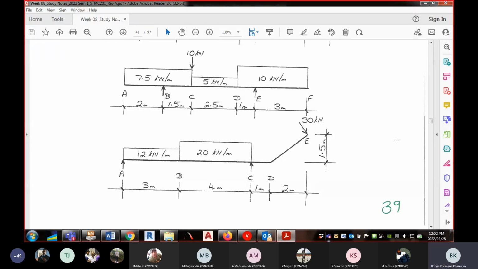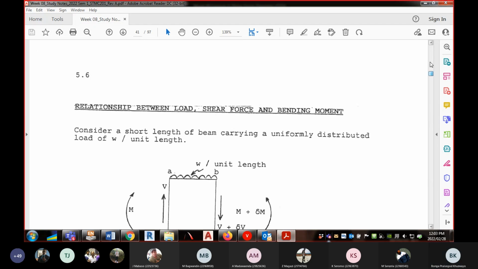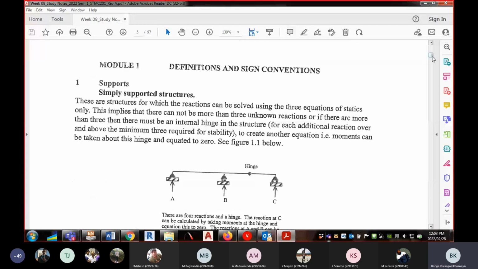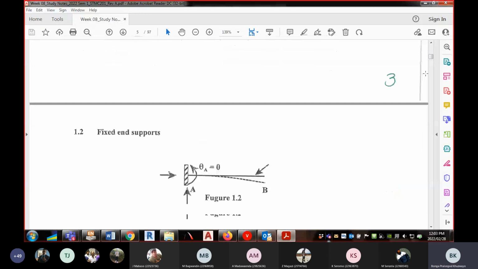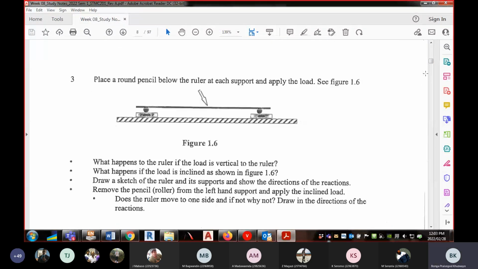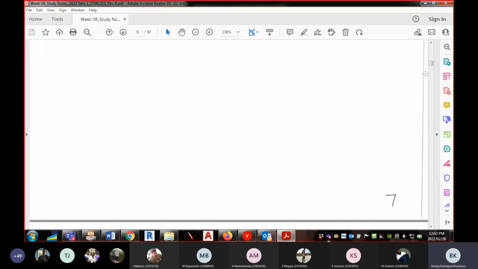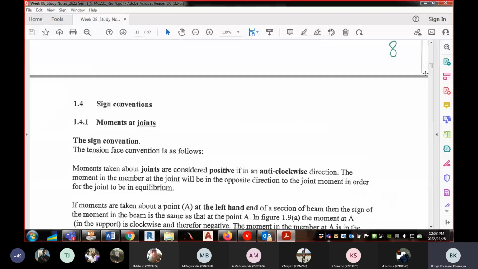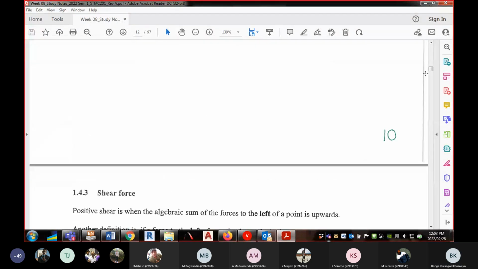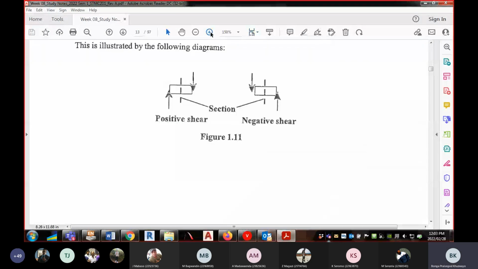I think we need to then proceed with the shear force diagrams. Before we do that, let's go to the relevant theory. For now, I'm going to use your study notes, not your textbook. So on page 11 of your study notes, you have the sign convention for shear.